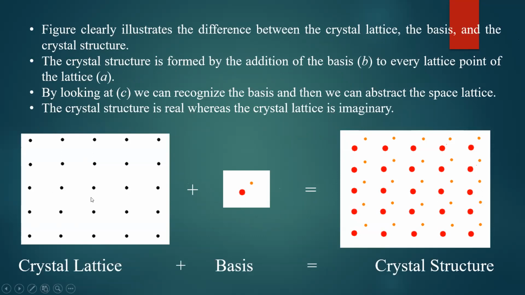Figure A is a crystal lattice. Figure B is basis. Figure C is crystal structure. By looking at C, we can recognize the basis and then we can abstract the space lattice. So basically in nature, crystals are present. The lattice is imaginary. We have to understand the concept behind this crystal. Crystal structure is present in nature. So you can observe the structural unit here. You can understand this is a structural unit, the fundamental building block.